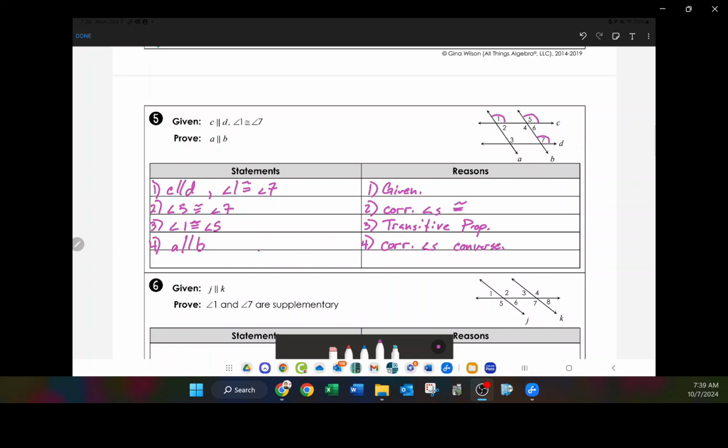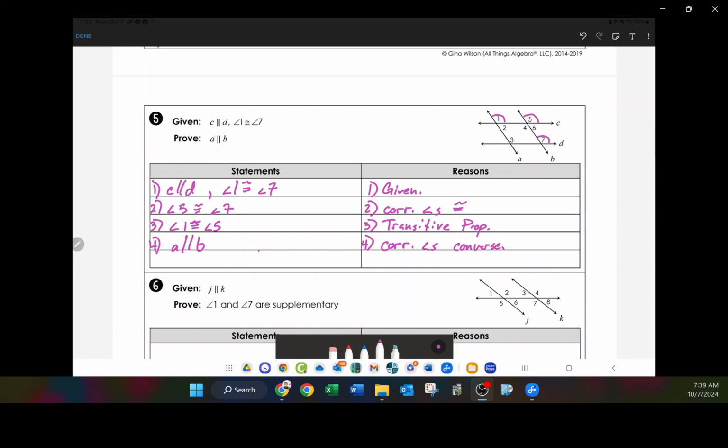All right. Could we have done it a different way? Yeah, we could have said that 4 and 7 are congruent and used alternate interior angles instead of corresponding. And 1 and 4 would again be congruent because of transitive. And then the lines would be parallel because of the alternate interior angles. But yeah, we could have used a different angle and used different reasons. There's more than one way to do a lot of these.